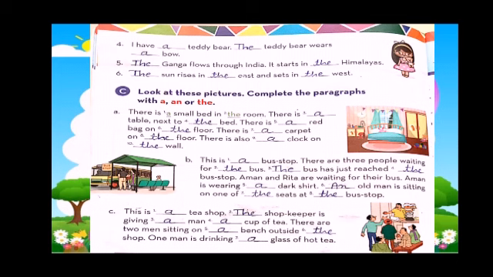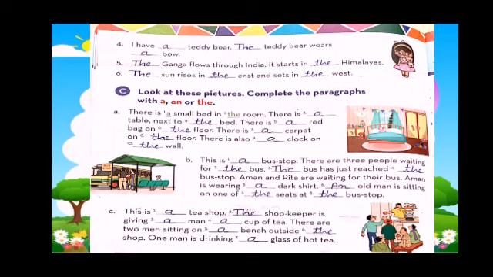Now B. This is a bus stop. There are 3 people waiting for the bus. The bus has just reached the bus stop. Aman and Rita are waiting for their bus. Aman is wearing a dark shirt. An old man is sitting on one of the seats at the bus stop. Here also students we used article A, AN and the as per the rule.